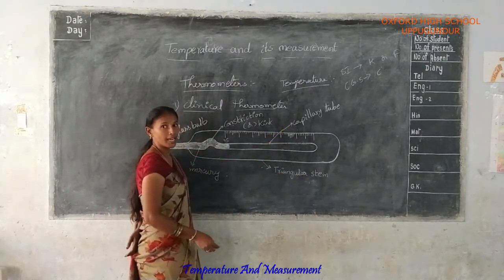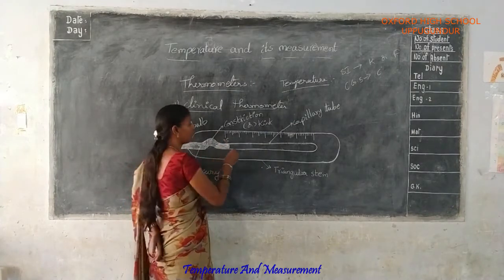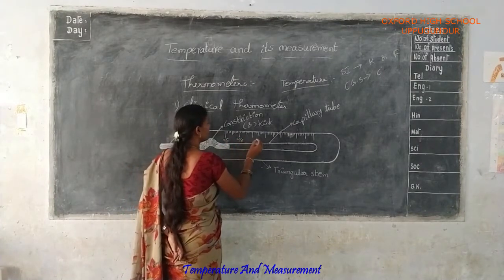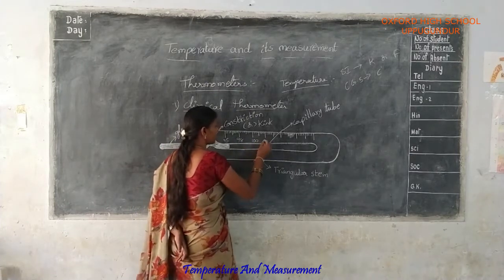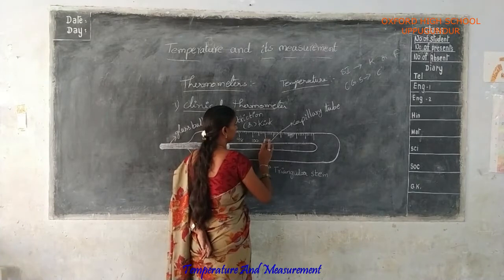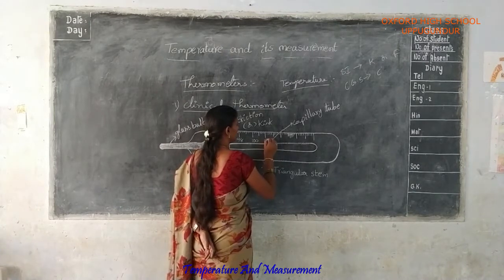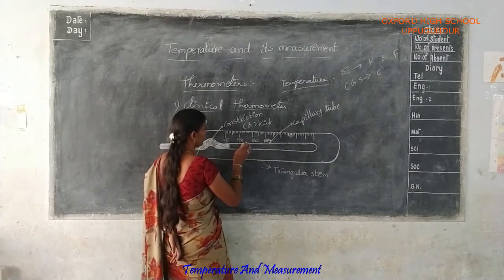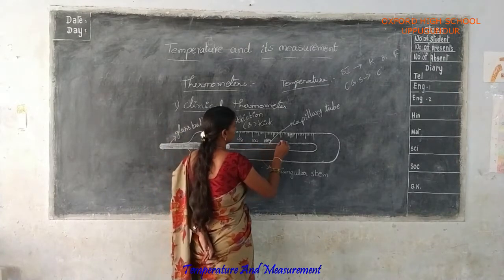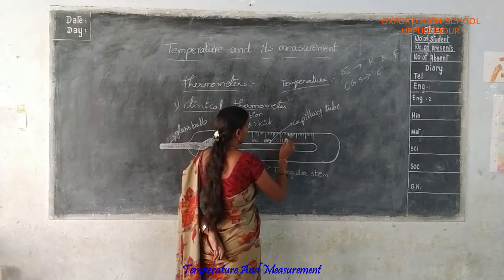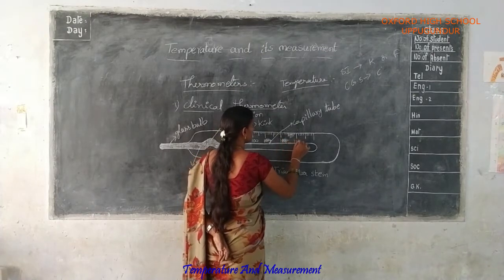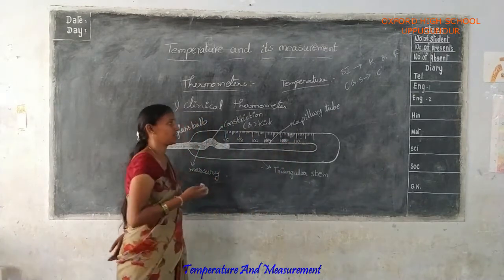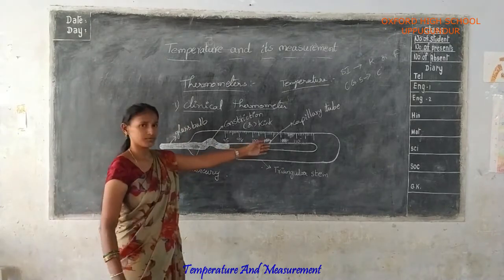Okay, so here the starting level is considered 95, and next is 98, next 100, next 104, and 108, 110, and so on. These are present on the scale.